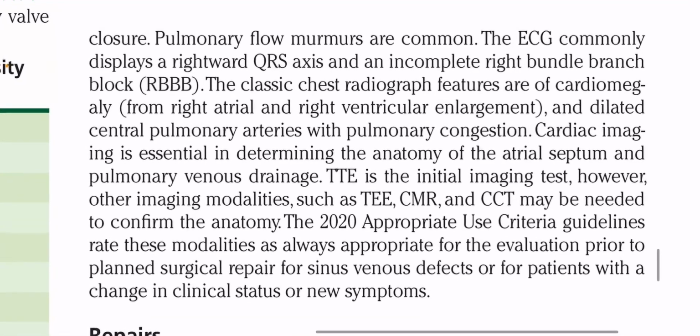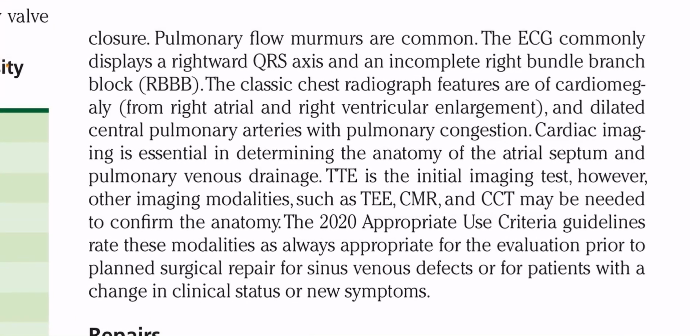The ECG commonly displays a rightward QRS axis and incomplete or right bundle branch block. The classic chest radiograph features are of cardiomegaly from right atrial and right ventricular enlargement and dilated central pulmonary arteries with pulmonary congestion. Cardiac imaging is essential in determining the anatomy of the atrial septum and pulmonary venous drainage.